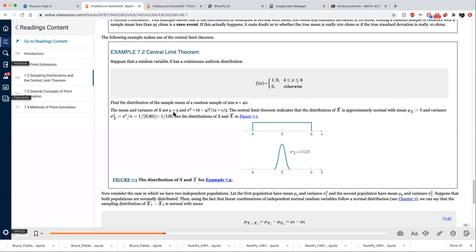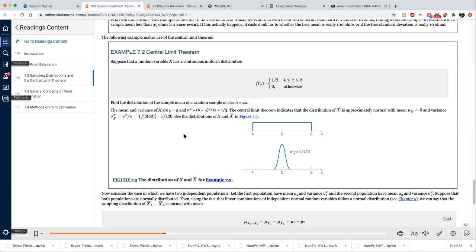Why is mu 5? Look at the lecture note. For the uniform distribution, mu is (a plus b) over 2, where a is the left endpoint and b is the right endpoint of the domain. So a must be 4 and b must be 6, because outside the interval 4 to 6, f of x is 0. So we only consider the interval 4 to 6.